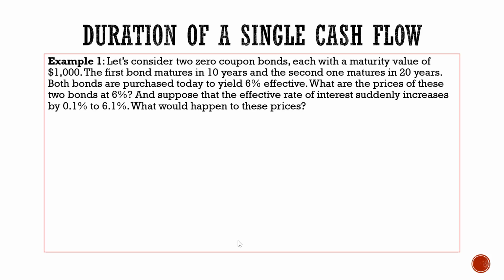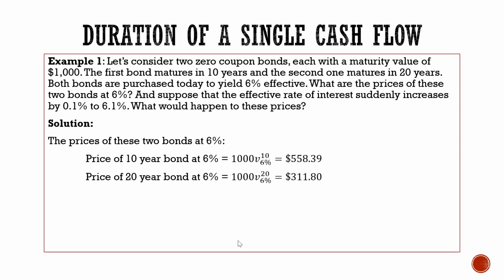Here is an example. Let's consider two zero-coupon bonds, each with a maturity value of $1,000. The first bond matures in 10 years and the second one matures in 20 years. Both bonds are priced today to yield 6% effective. What are the prices of these two bonds at 6%? And suppose that the effective rate of interest suddenly increases by 0.1% to 6.1%. What would happen to these prices? So in this example, we are going to investigate the behavior of the price function when there is a small increase in interest rate.